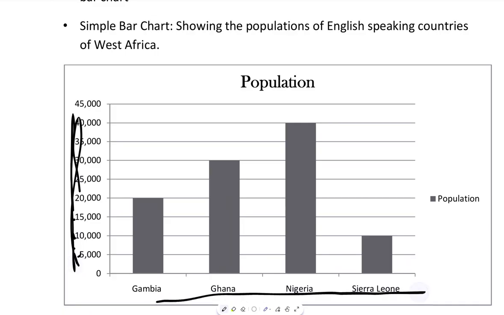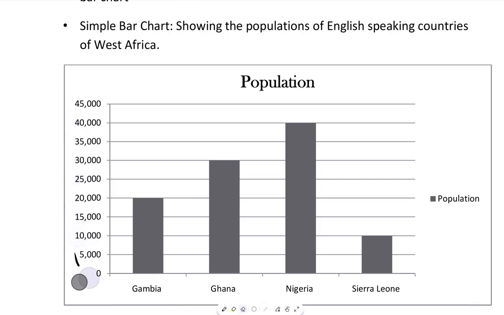This is the name of the country, and this part is the population. So that is one thing you should know about a simple bar chart. You can see how simple this is. Just draw the scale for the number of Gambians, which is 20,000. Then for Ghana, you can see there is a space, and the width of this bar is the same as the width of this one. That's another thing you must know: the widths are always the same. It is only the height that will be different, because of the frequency.